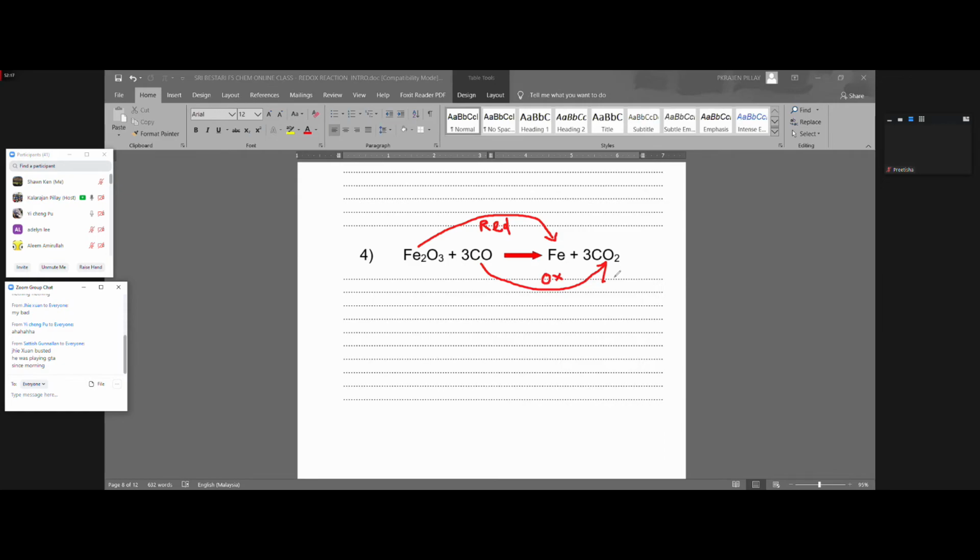Okay, are you ready now? Yeah. Okay, number one, follow. Is this redox? Yes. Okay, write down, all of you. This is a redox reaction. Very good. So now explain.